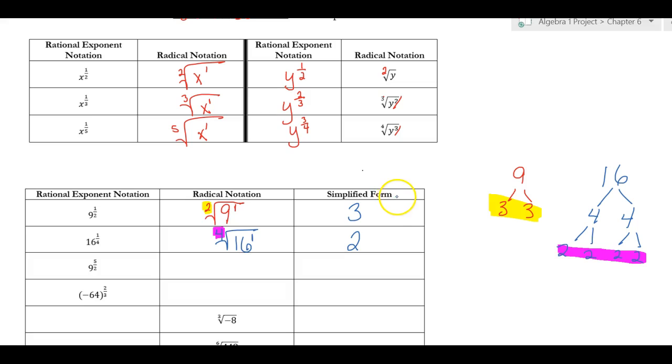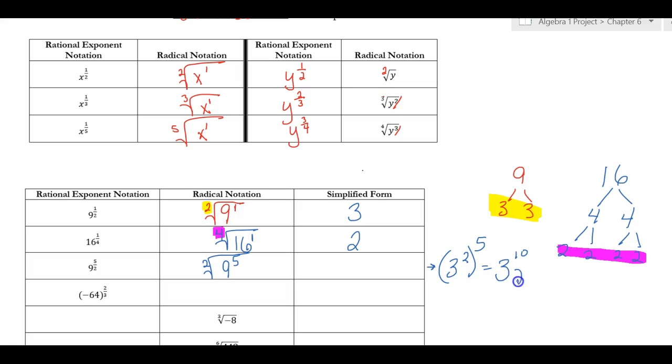Okay. All right, so now let's figure out this next one. It's going to be 9 to the 5th, and then it's the square root, because my denominator's 2. So 9 to the 5th is just 5 of them. Let's figure out what 9 is. We know 9 is 3 times 3, so it's 3 squared to the 5th. That's the same as 3 to the 10th.